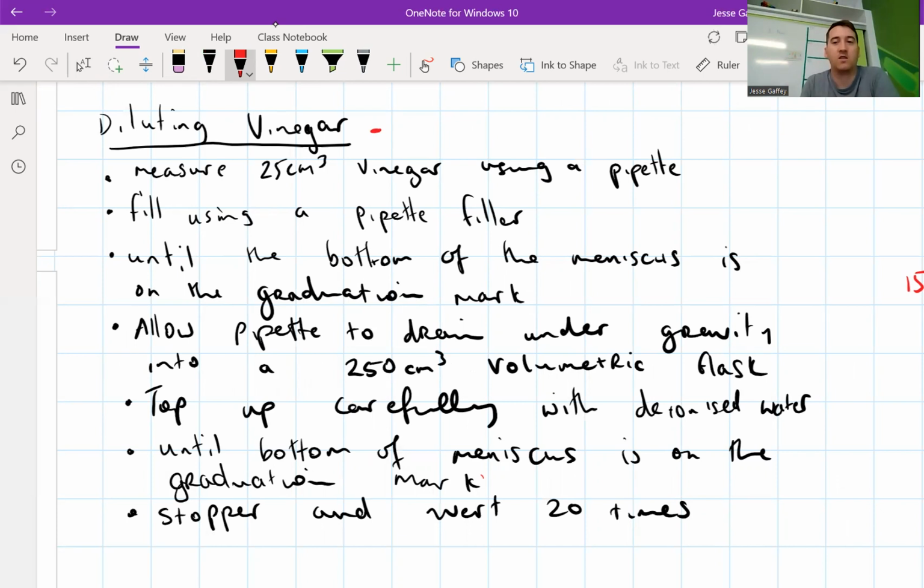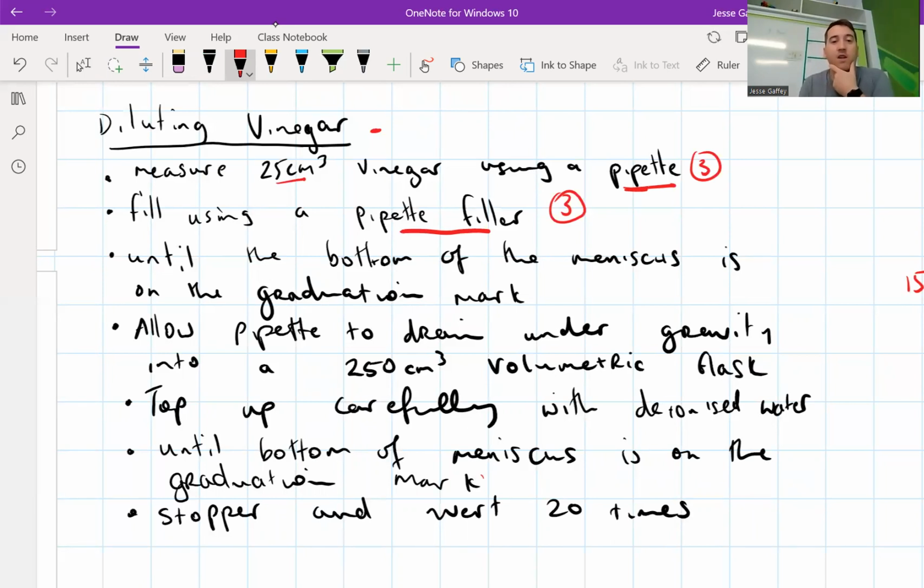And then let's look at some of the points. So we're saying we measured the vinegar 25 cm cubed using a pipette. That's probably getting you 3 marks, the word pipette, measure using pipette. How do you fill a pipette? You fill it with a pipette filler. For safety, that's an important point as well, so it'll get you another 3 marks.